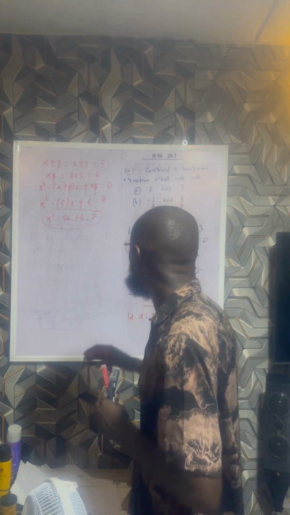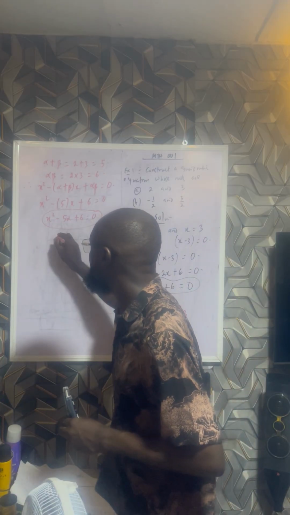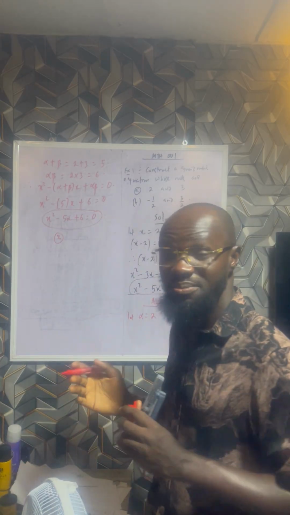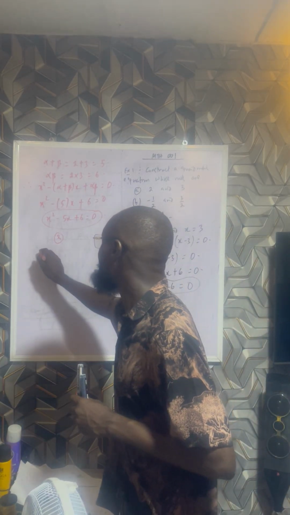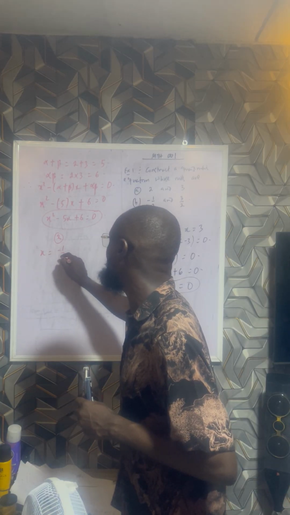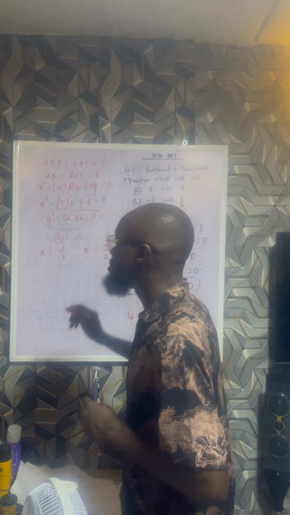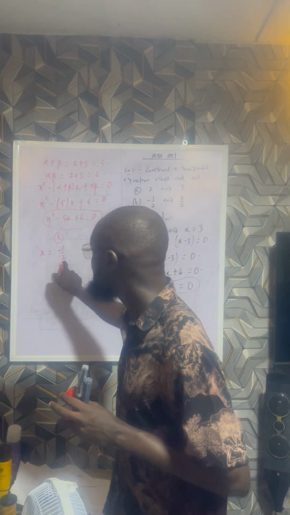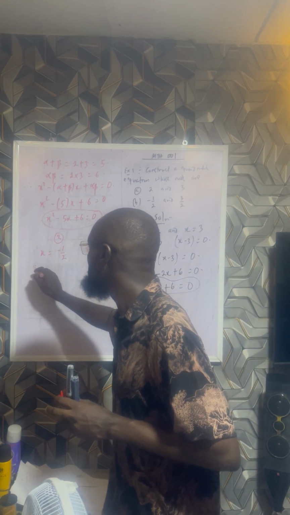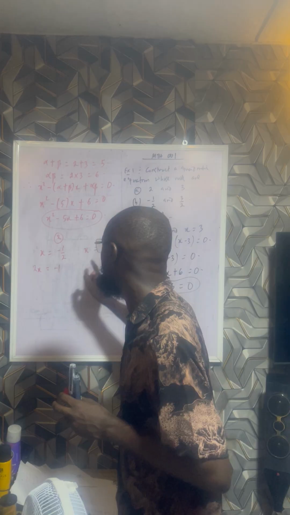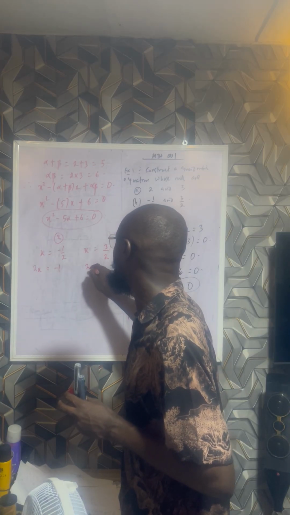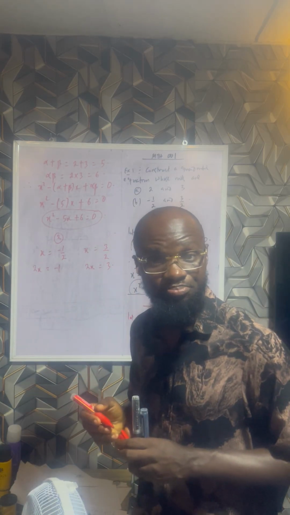Again, look at the second one, that's number 2. I will just use any method I like now. I have x is equal to minus 1 over 2, then x is equal to 3 over 2. To make it more convenient for me, I can easily cross multiply so that I have 2x is equal to minus 1, and here, 2x is equal to 3.